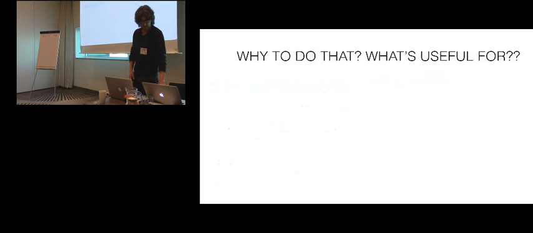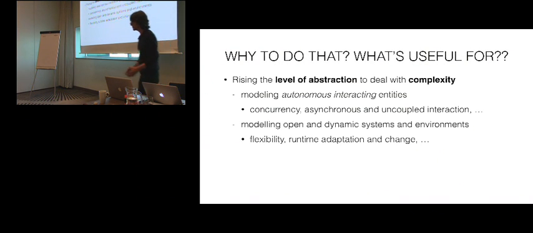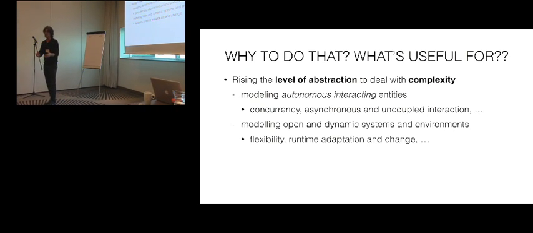So what does it mean? That in order to model some aspects of systems, such as autonomous components, flexible components that interact with each other, a main source of inspiration are humans. So we set up models that capture things that we observe at the human level, and we understand they could be useful in order to devise the proper level of abstraction to program these kinds of systems. Why could it be useful? Well, the idea is to raise the level of abstraction to deal with complexity, modeling autonomous and interacting entities, dealing with complex aspects such as concurrency and asynchronous, uncoupled interaction, at a proper level of abstraction.